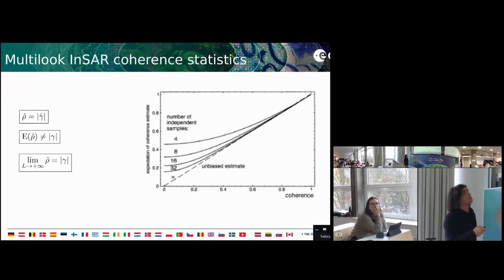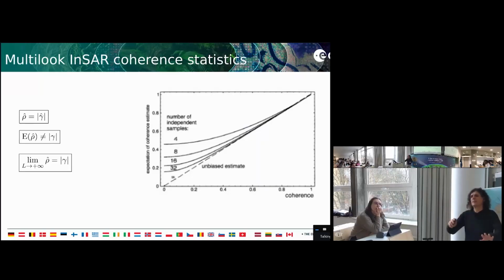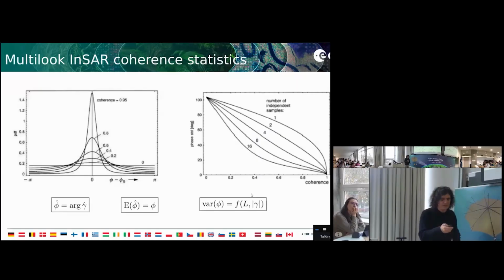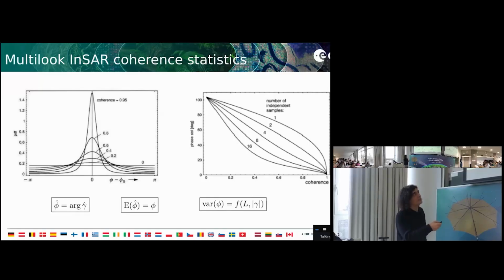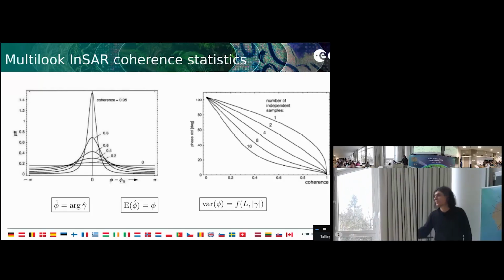If I want to get the true value of the coherence, I need to use enough samples. If you don't do it, your interpretation will be wrong. You say, oh yes, my field is well correlated, but you will measure the wrong coherence. So your interpretation of the quality of the phase, which depends on the true value of the coherence, not the estimated one, will give you a wrong picture.